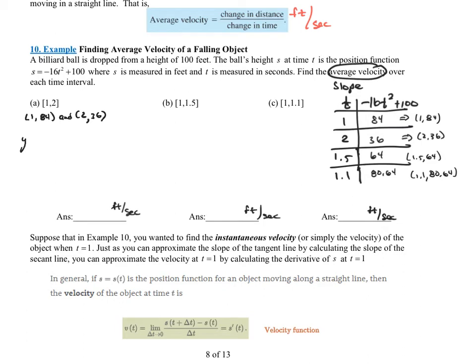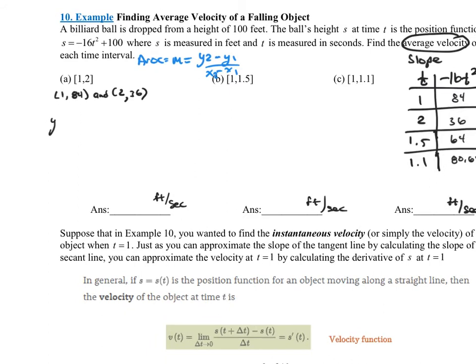So for all of these, I'm going to do m equals, which is the average rate of change, y2 minus y1 over x2 minus x1. So that's what I'm doing on every single one of these problems, I'm just straight up plugging it into the slope formula. So in this one, my average rate of change is going to be equal to the change in the y's, which would be 36 minus 84, over the change in the x's, which would be 2 minus 1. Plug that into your calculator now, and let's see what we get. So I'm doing 36 minus 84.